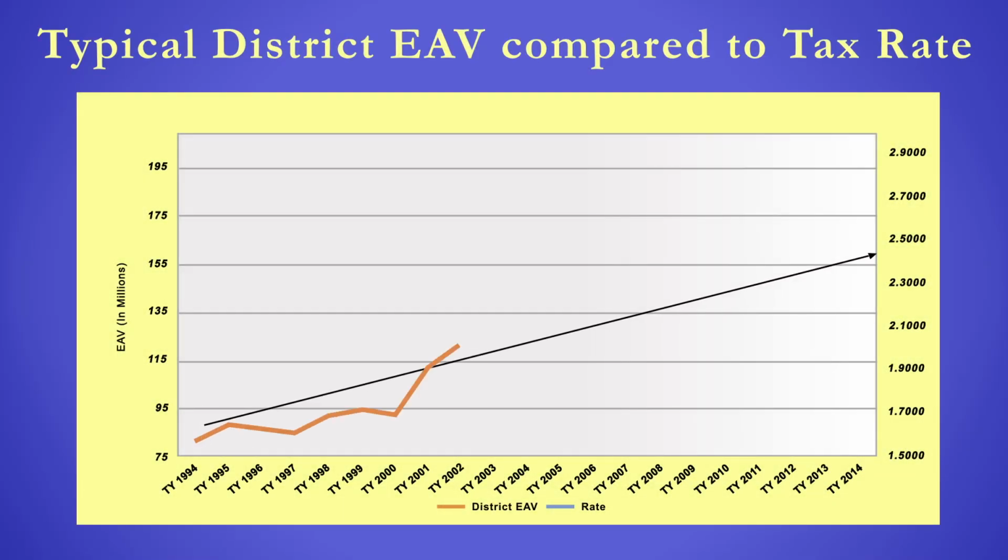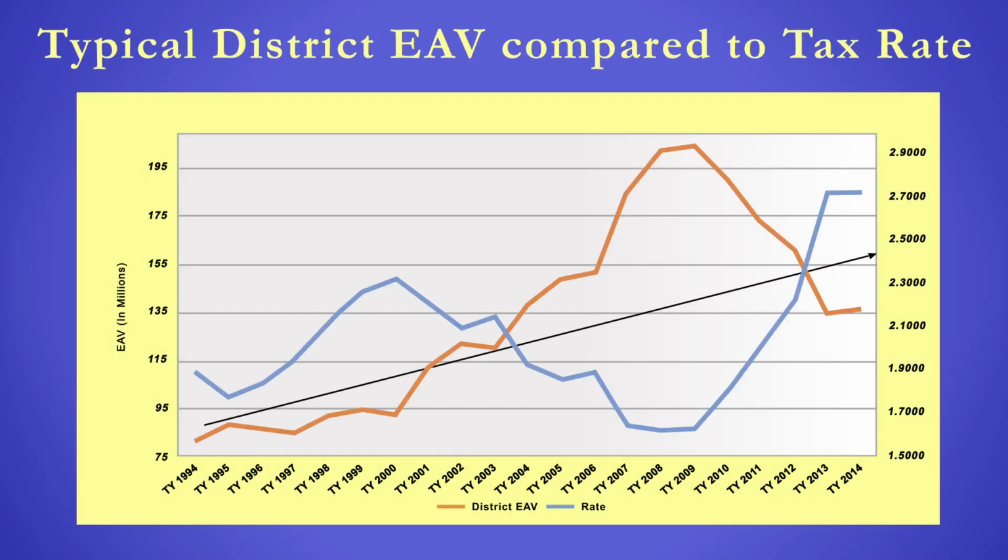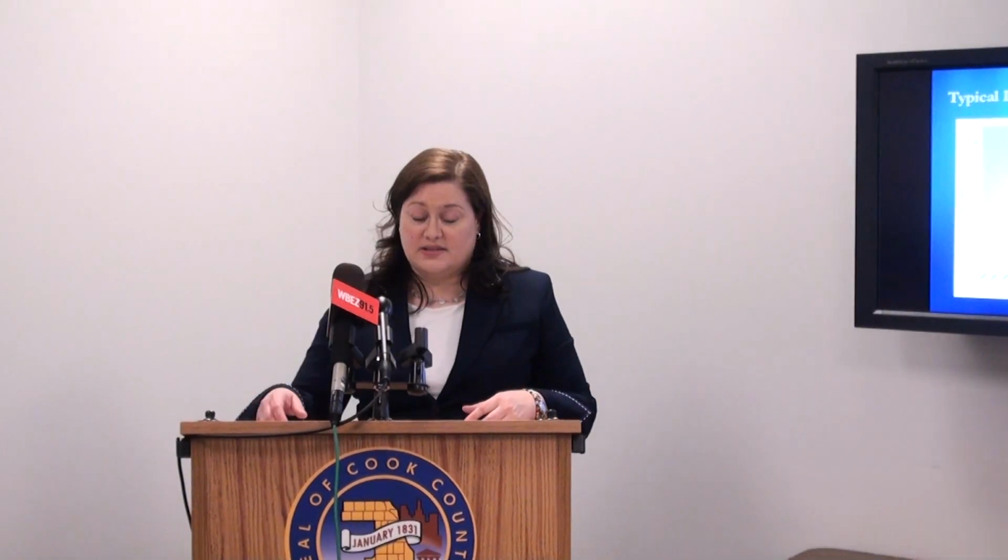So what is the effect that the EAV has on property tax rates? On this graph, the blue line is the EAV of a typical taxing district over the years. It goes up and down over the years, peaking in 2009 and going back down again. As the EAVs go down, rates go up and vice versa. So that's the effect that EAV has on tax rates.